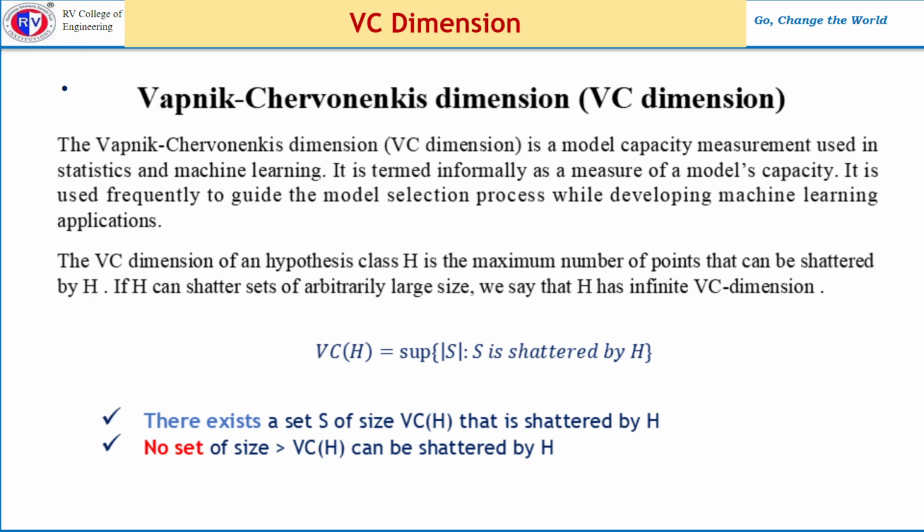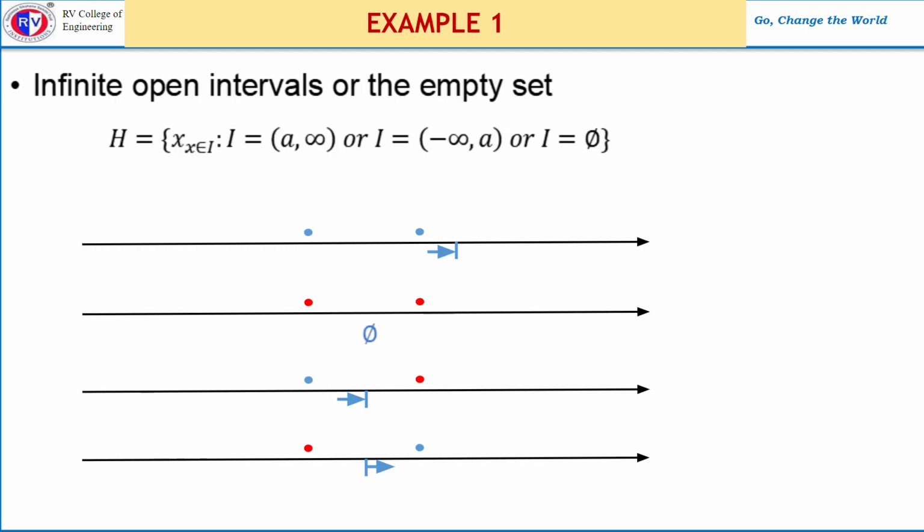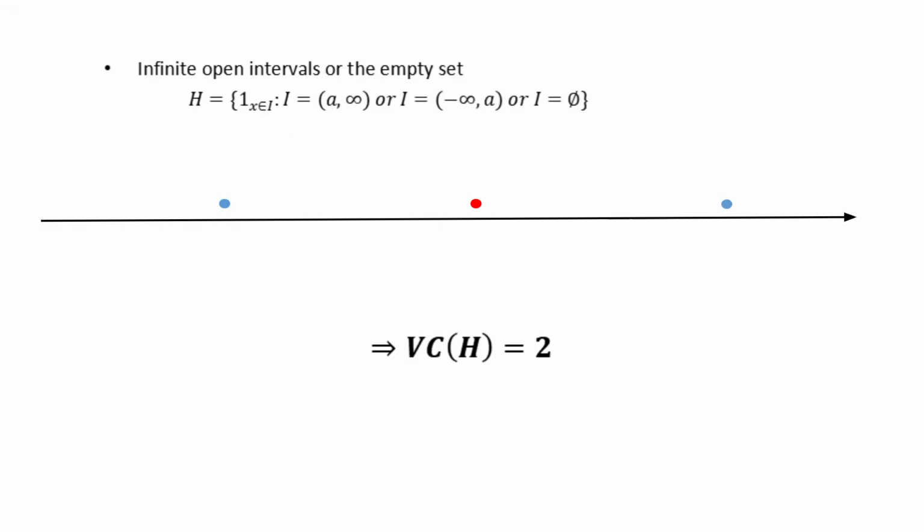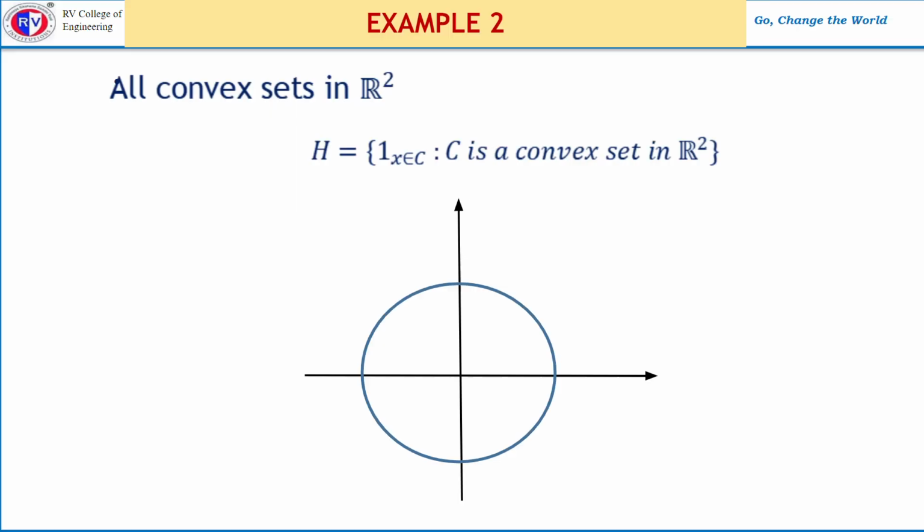Now we came to the actual definition of VC dimension, which was the maximum number of points that can be shattered by H. We went through example number one, which was infinite open intervals. We saw if we can shatter 2 points, which was completely possible. But later we understood that it was not possible for 3 points. So we came to a conclusion that VC of this particular H will be 2.